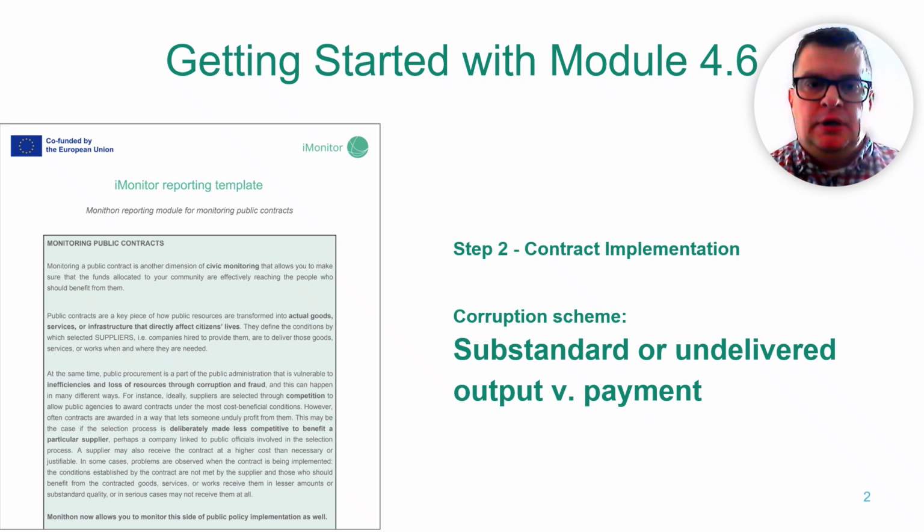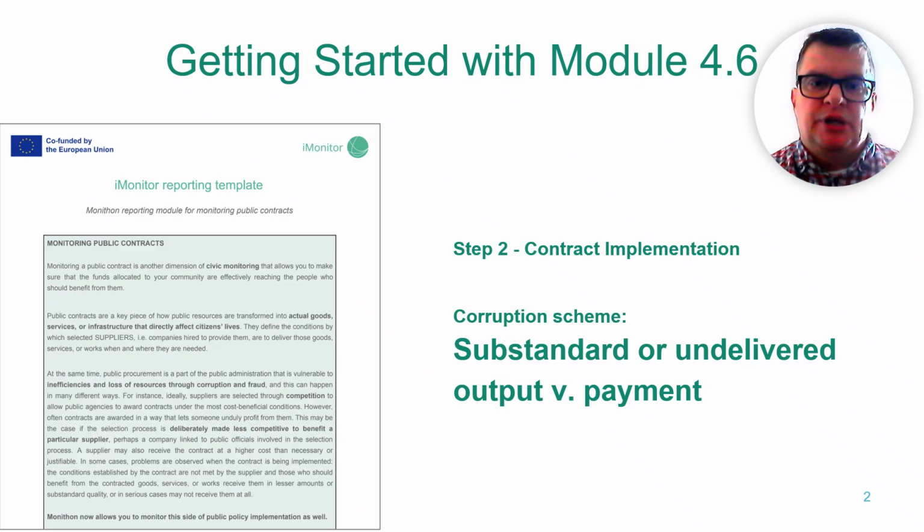Step 1 is the desk analysis. This is where you review the contract information and spot potential corruption risks. Step 2 focuses on contract implementation, checking whether the project is being carried out as promised on the ground. And Step 3 looks at results and impact, evaluating whether the outcomes match the objectives and serve the public interest.